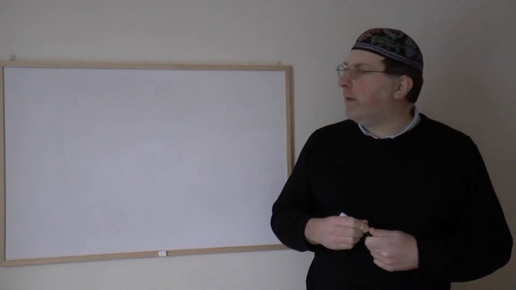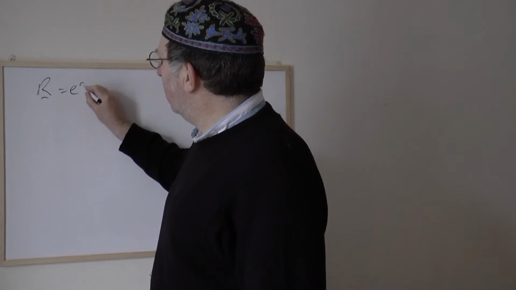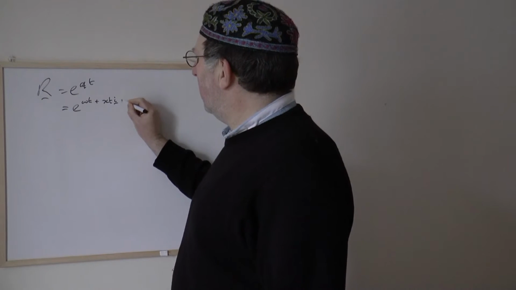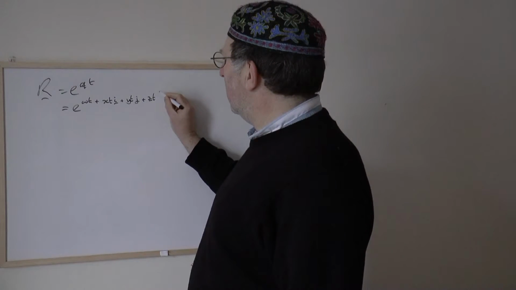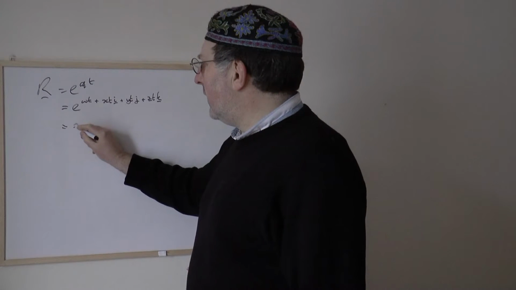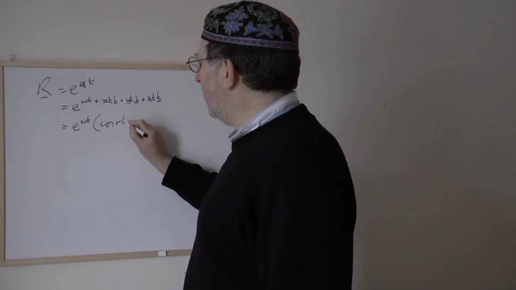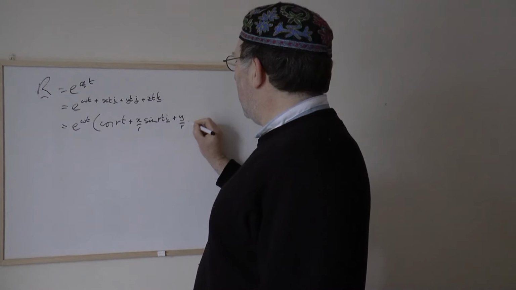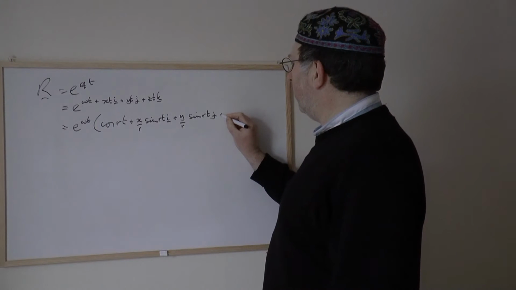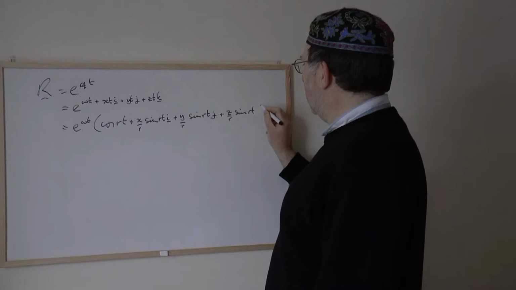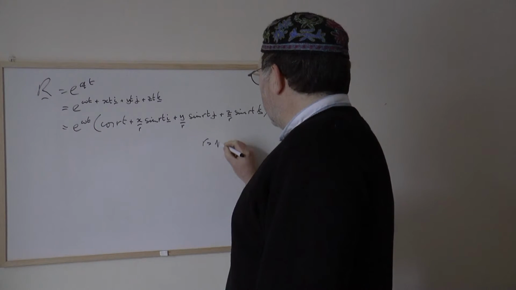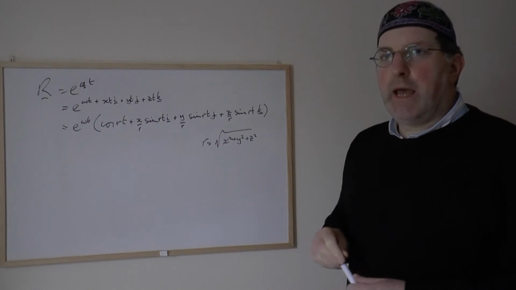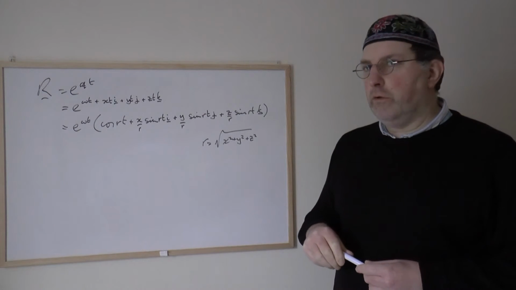The solution to such an equation would be a quaternion exponential of the form R equals e to the qt, which we can expand as e to the wt plus xti plus ytj plus ztk, which we can further expand as e to the wt into cos rt plus x upon r sine rti plus y upon r sine rtj plus z upon r sine rtk, where r is the square root of x squared plus y squared plus z squared. The final expansion there is simply an extension of Euler's formula for complex numbers to quaternions.